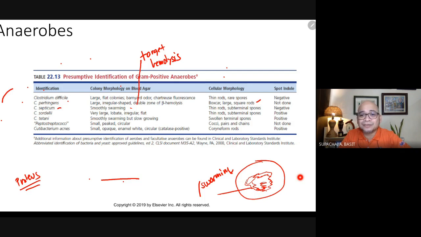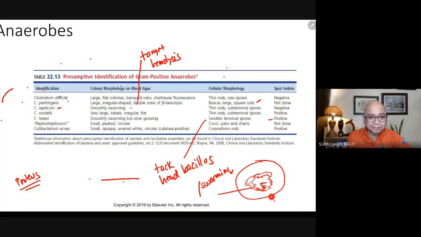and thin rods and subterminal spores are the cellular morphology, and they're positive with spot indole. Clostridium tetani are smoothly swarming, but they are slow growing. They have swollen terminal spores. That is the reason why they are known as the tack head bacillus, and they're positive with spot indole.